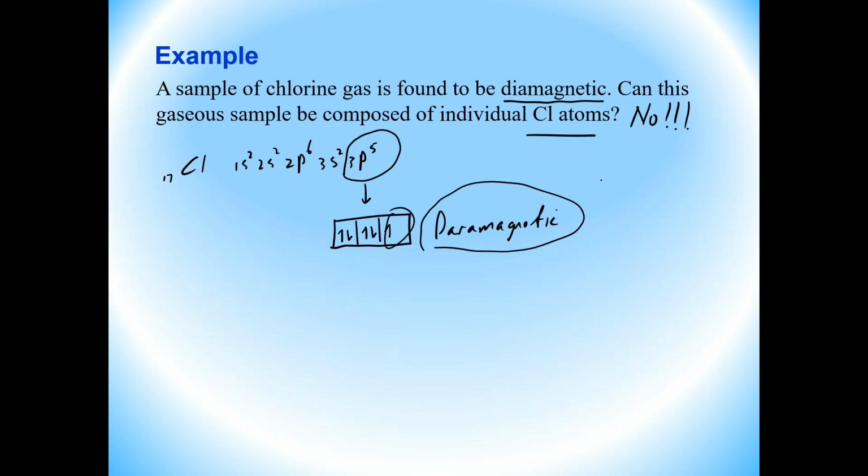So therefore, the chlorine in that sample would not consist of chlorine atoms, and in fact consists of chlorine molecules, which are diatomic, and therefore what you'll find is that the electrons are paired up in that structure. And therefore, chlorine, the molecule itself, would be diamagnetic. Okay, we're going to stop here.